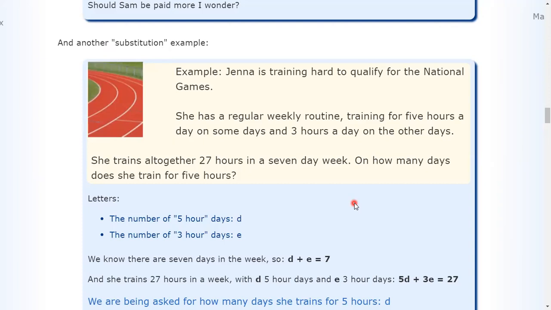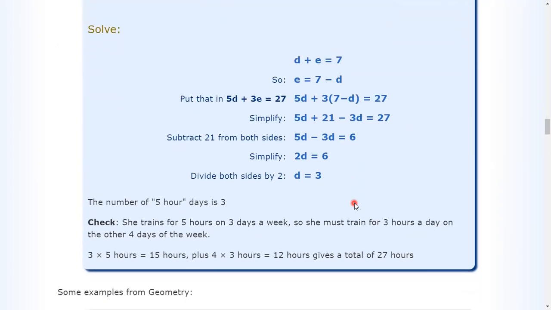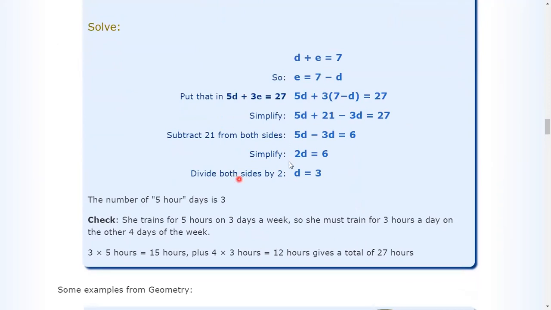We know that there are 7 days in the week, so F plus T is equal to 7. And she trains 27 hours in a week. The rest of the story we have to give in a mathematical form, a pure algebraic format. We substitute one variable into the other equation, and we get the answer: she trains for 5 hours on 3 days and 3 hours on the other 4 days to complete her targeted 27 hours per week. I'm sure you are with me, and if this type of problem comes in front of you again, you will be very quick to do it.